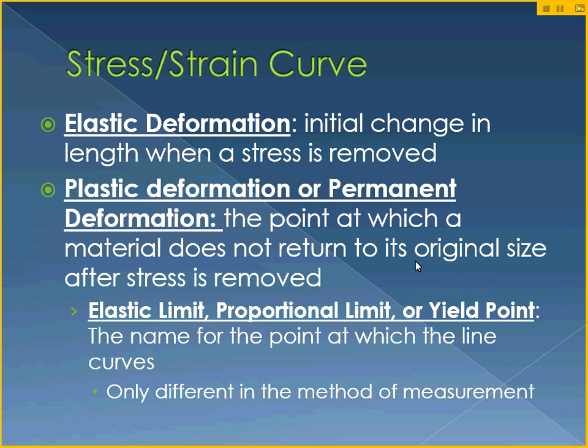So, elastic deformation is the initial change in the length when the stress is removed. So how deformed, how much back to its normal self does a material go? How deformed is it? Plastic deformation, or permanent deformation, is the point where the line begins to curve. An example of this is when you bend a wire hanger and it won't go back to its original shape. If you've ever worked with a wire hanger before and tried to twist it and bend it into something else, you know that you can't get it to go back to its original self.